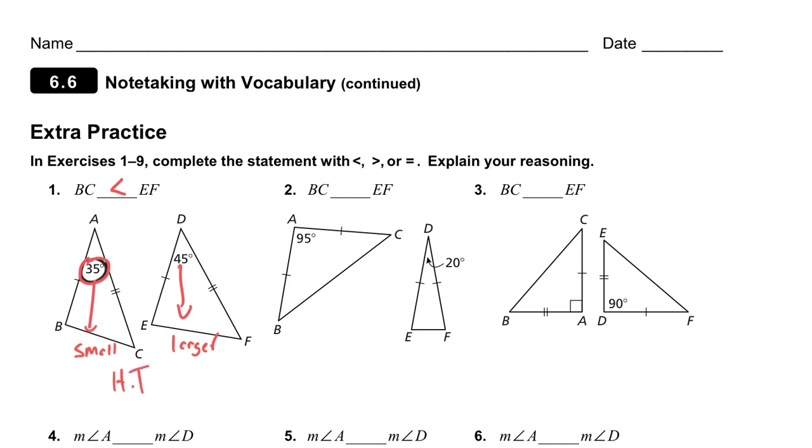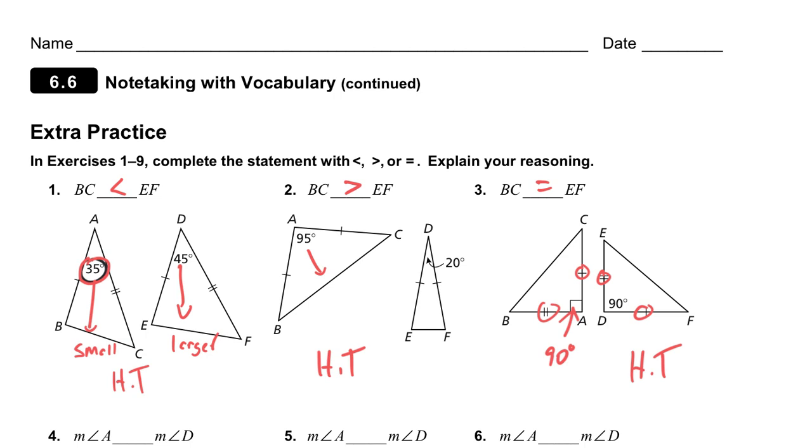Okay. Number 2, again, we have the two congruent sides on both, and then we're given the angle. So 95 is bigger, so BC is going to be larger than EF. And why? Our hinge theorem. And let's look at number 3. We have the congruent sides here. And then we look at the inside, we have 90 degrees, but perpendicular means 90 degrees. Since they're the same measurement, these are going to be the same side lengths as well. And again, that's our hinge theorem.